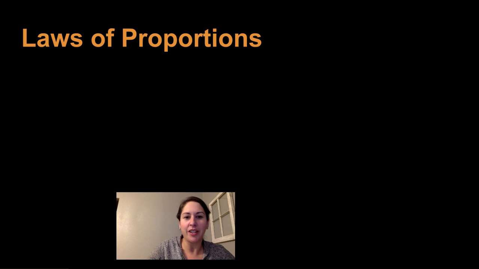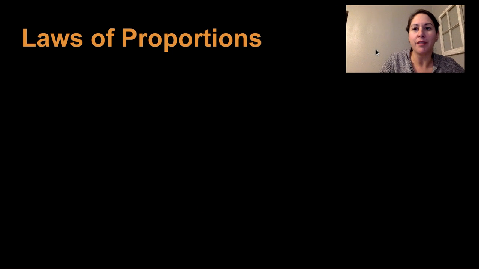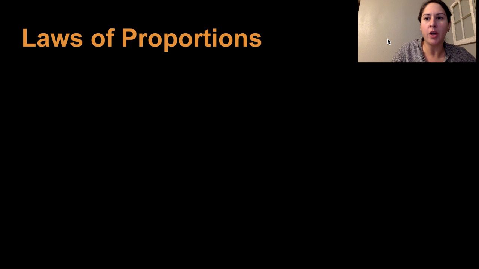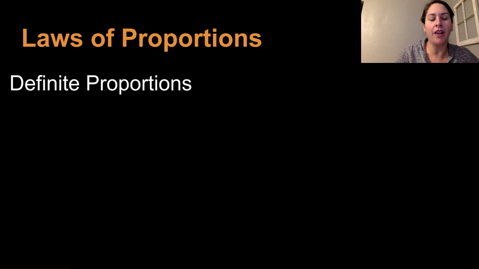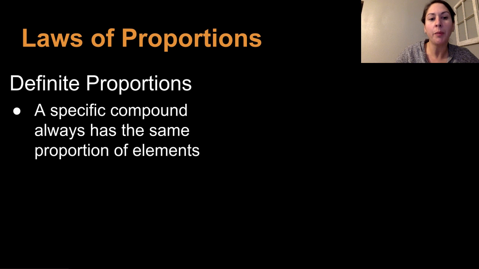So the first thing we're going to do today is take a look at the laws of proportion. We know that there's a couple different laws of proportion, and the first one is the law of definite proportion. Definite meaning that it's absolutely going to have this specific proportion. A specific compound has the same proportion of elements. So no matter what, if we have a particular compound, it's always going to have the same elements in the same proportions.